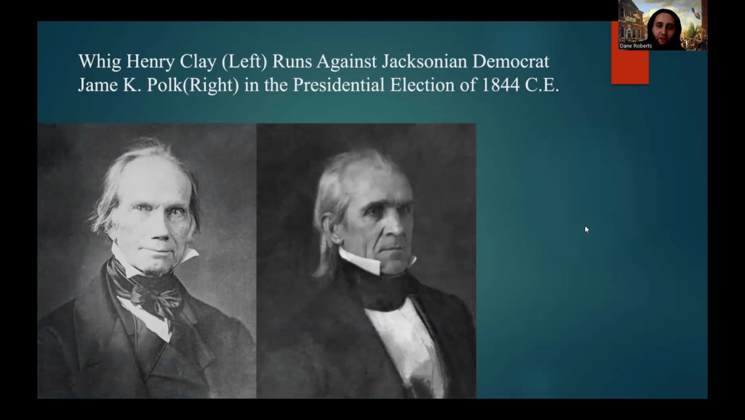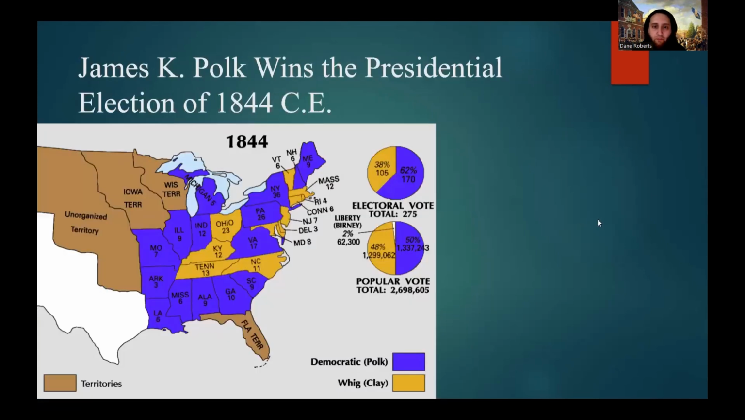So, during the presidential election of 1844 CE, the Whig candidate Henry Clay would run against Jacksonian Democrat James K. Polk, with James K. Polk winning the presidential election of 1844 CE.